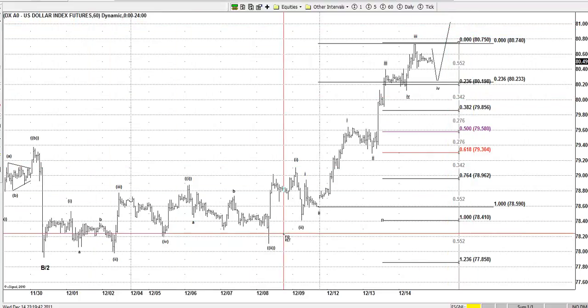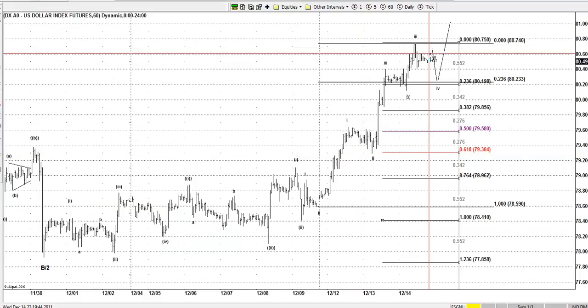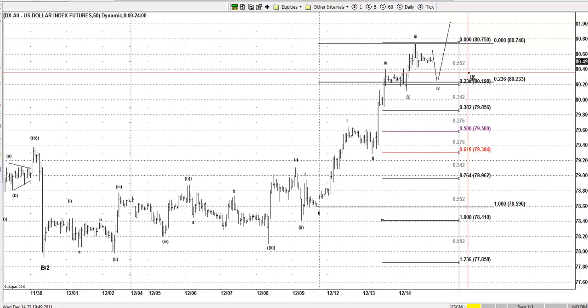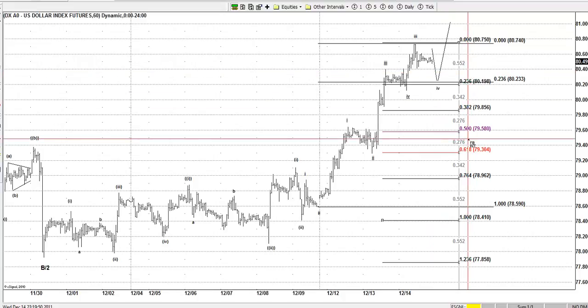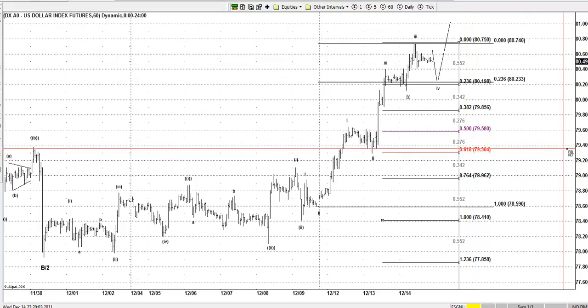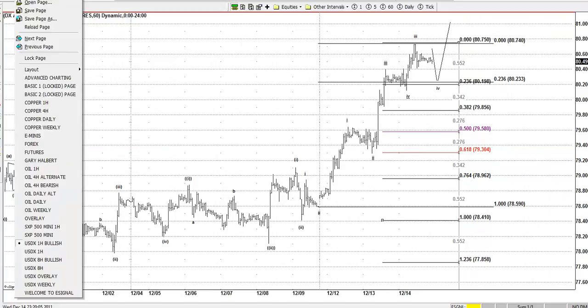This is a very well-defined pattern, and the dollar should get more legs to the upside, like I say, between 81.05, 81.50, and extension 82.03. The dollar should find the final resistance right there. Now, that's for the dollar.